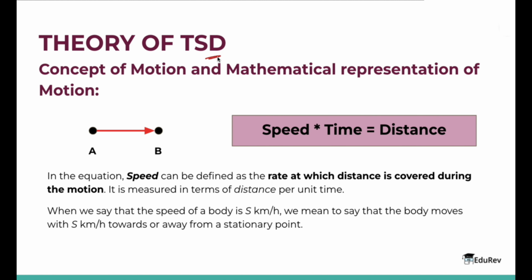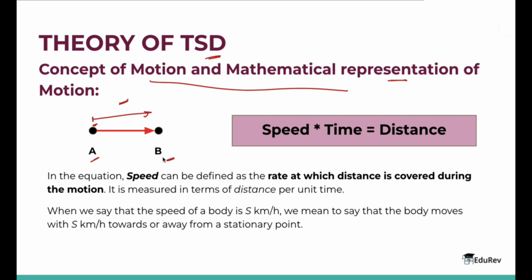Theory of TSD. The first concept is the concept of motion and mathematical representation of motion. Motion or movement occurs when a body of any shape or size changes its position with respect to any external stationary point. Thus, when a person travels from a city A to B, we say that he has moved from city A to B. In general, whenever a body moves with respect to a stationary point, we say that the body has undergone a displacement with respect to the starting point.